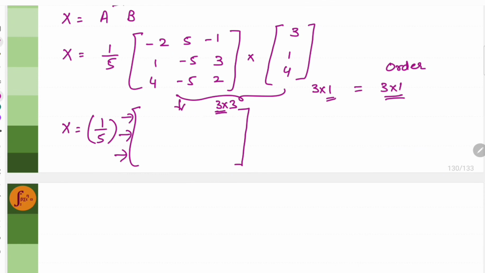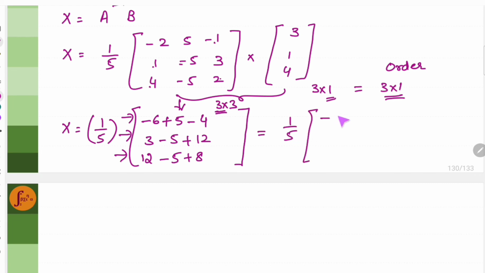So let's multiply. Minus 2 into 3 is minus 6 plus 5 into 1, 5. Minus 1 into 4, minus 4. 1 into 3, 3. Minus 5 into 1, minus 5. 3 into 4, 12. 4 into 3, 12. Minus 5 into 1, minus 5. 2 into 4, 8. Right? Now we'll write it as, we'll get minus 5. Minus 2 plus 12 is 10. 20 minus 5 is 15.